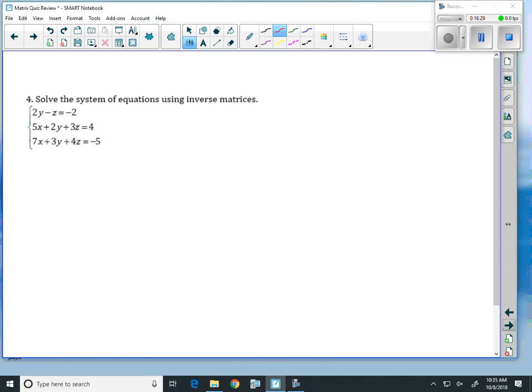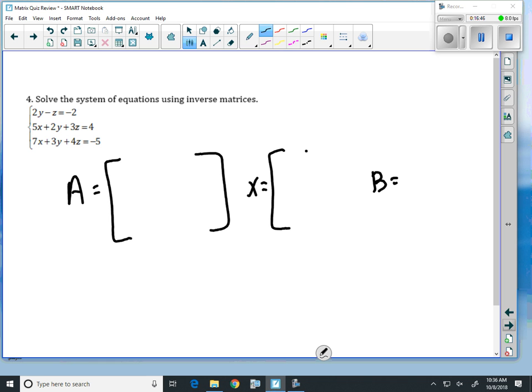All right, our last question here, solve the system using inverse matrices. So what you're going to do is write down matrix A, matrix X, and matrix B. Matrix A is the coefficients, matrix X is your variables, and matrix B is everything on the right-hand side of the equal sign. So the first thing I'm going to do is write the overall augmented matrix.